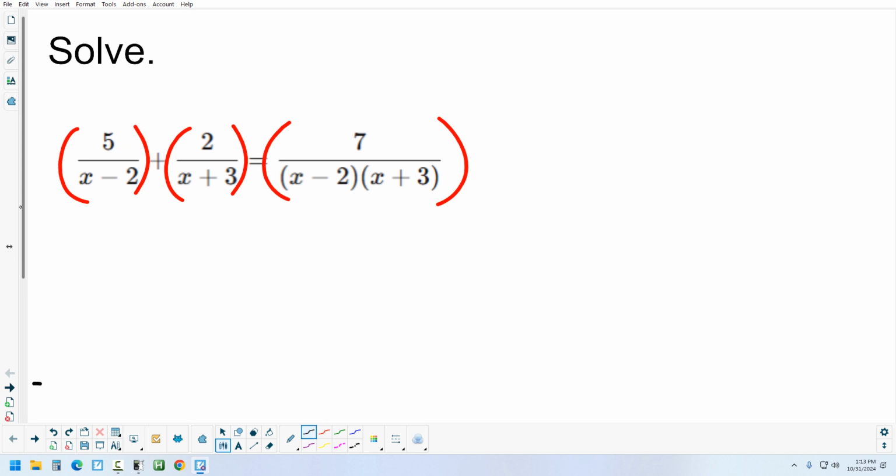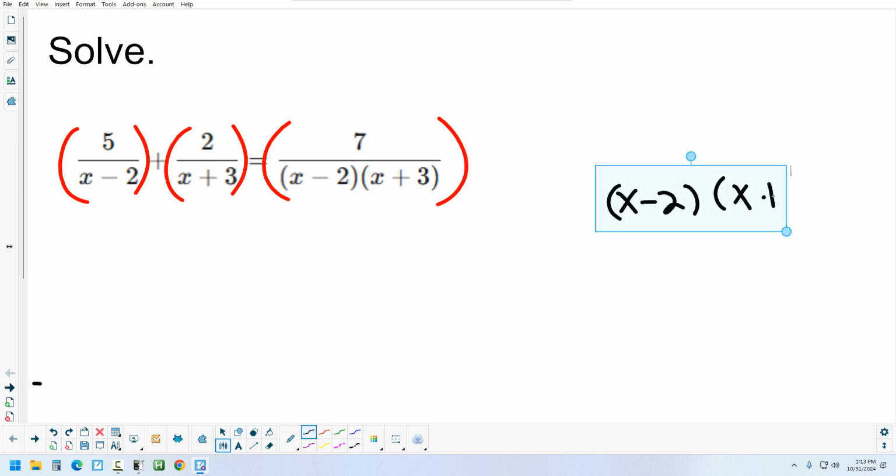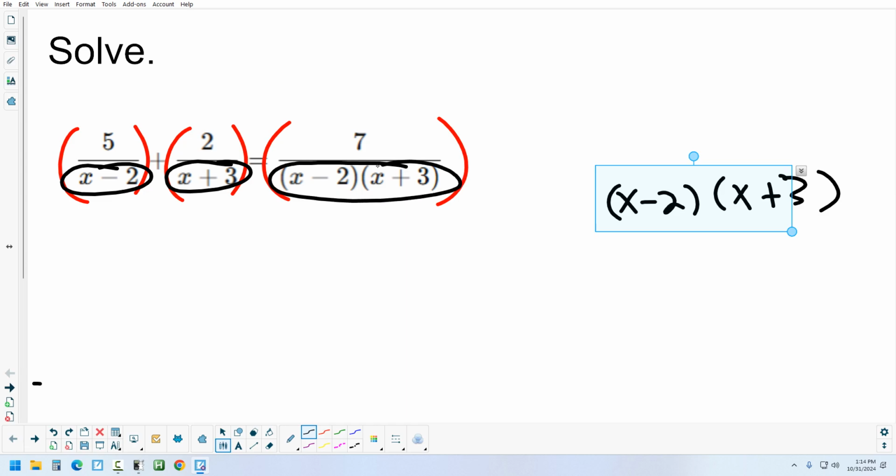We have to find a denominator that this, and that would all divide into without a remainder. Does anybody see what all three of those could divide into? Yeah? x minus 2 and x plus 3. If you took what Aiden just said, x minus 2, x plus 3, you could divide each of these into it, and you wouldn't get a remainder, because it would cancel out.